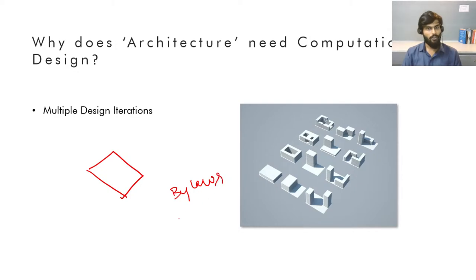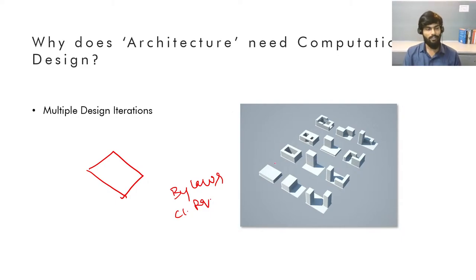You have bylaws, and then you have client's requirements, and your own personal requirements that you want to put into the design as an architect, as a designer. So what can you do? You can define all those parameters that will be controlling the design outcome, design an algorithm behind that, and then let the computer design multiple iterations.